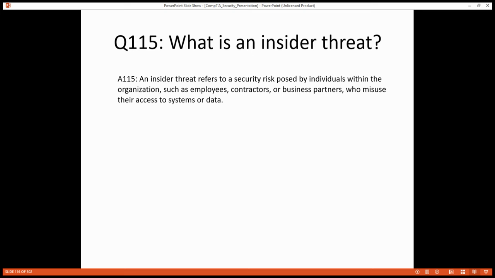Q115. What is an insider threat? A115. An insider threat refers to a security risk posed by individuals within the organization, such as employees, contractors, or business partners, who misuse their access to systems or data.